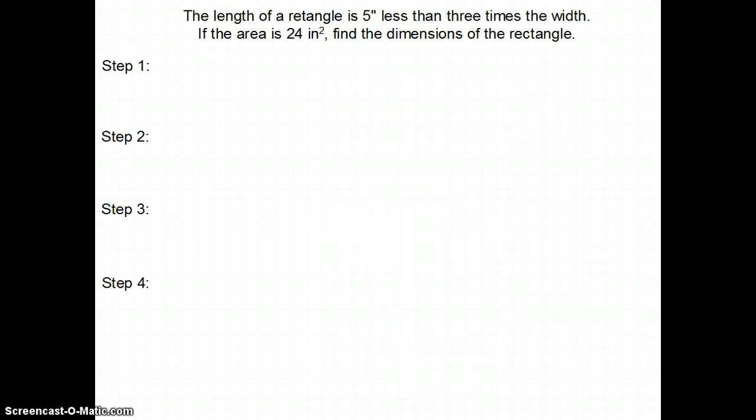From here, we're going to go into another rectangle type of problem. The length of a rectangle is 5 less than 3 times the width. The area is 24 square inches. Find the dimensions of the rectangle. So we have a rectangle. We are trying to find the dimensions, meaning the length and the width.